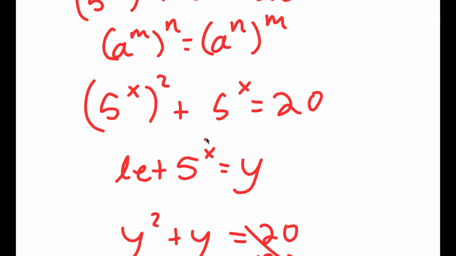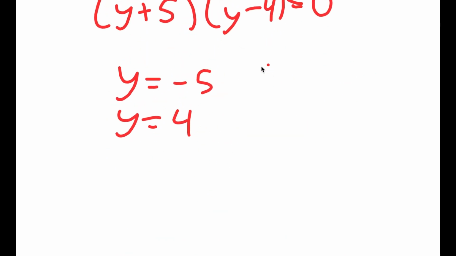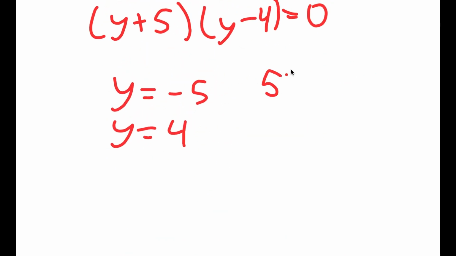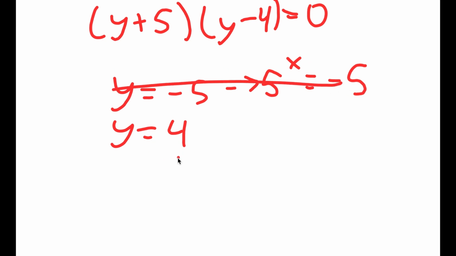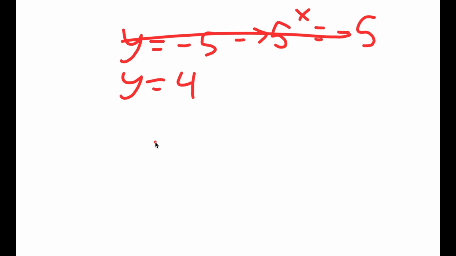Now remember how we said that 5 to the power of x is equal to y. So to start, we have 5 to the power of x is equal to negative 5. And you can't take the power of a positive number and make it negative, so this is wrong. Now for y equals 4, we get 5 to the power of x is equal to 4.